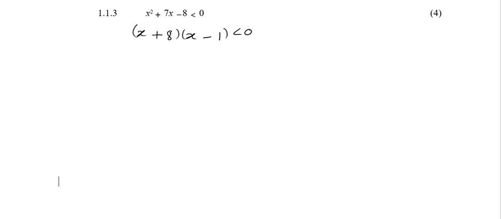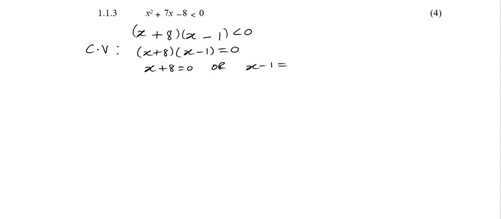Now in this case I need to find the critical values. So in other words, (x plus 8) into (x minus 1) is an equation here, while the original is an inequality. So here it is like the problem above, which means x plus 8 is equal to 0 or x minus 1 is equal to 0. That means x is equal to negative 8 or x is equal to 1.